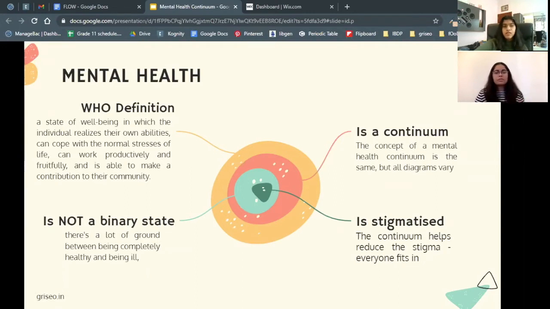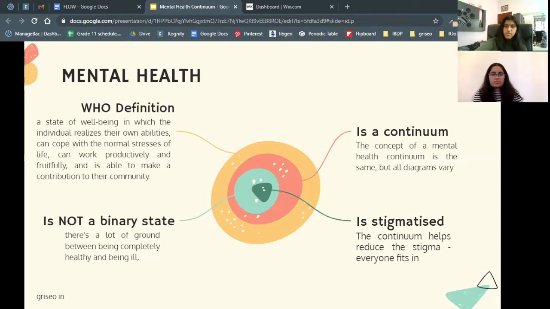And basically what the continuum does is help reduce the stigma, because it shows that everybody is on the same continuum, and everybody fits in on the same thing. And as Gia said, there's a double-sided arrow. That means that people can move around, and that shows that everyone is vulnerable to going towards the ill side or the healthy side. So mental health is stigmatized, but the continuum also helps reduce the stigma.